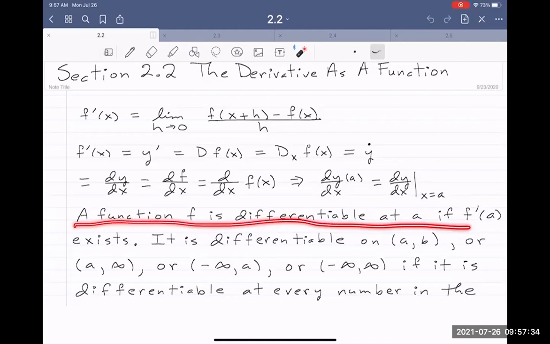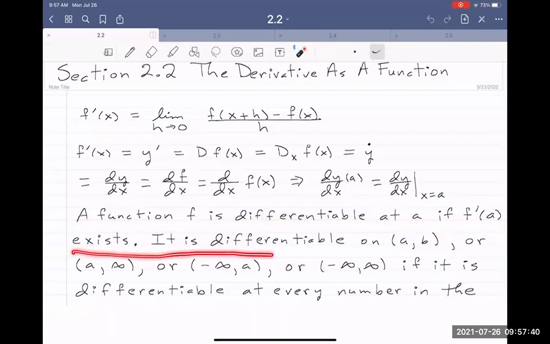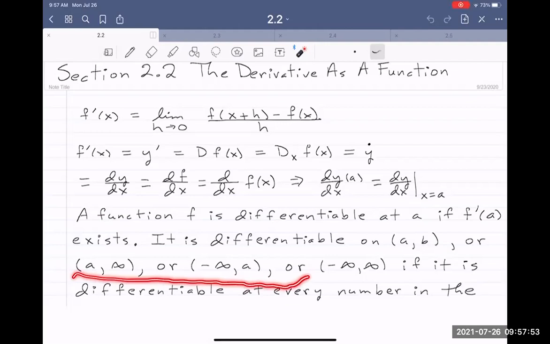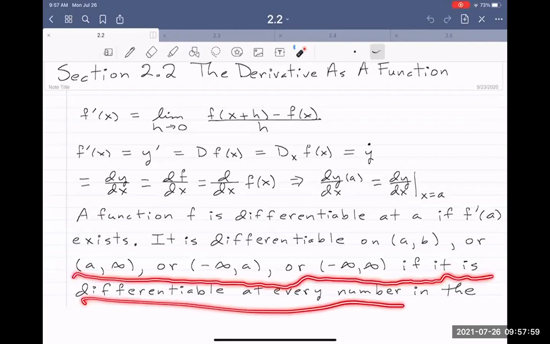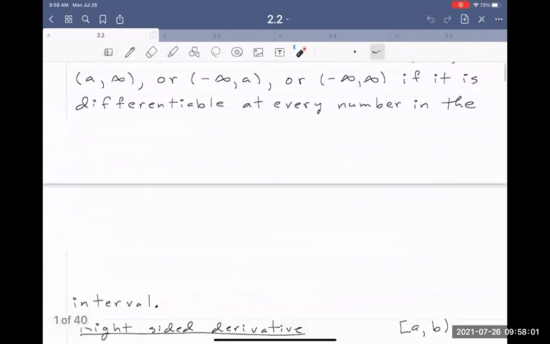A function f is differentiable at x equals a if f prime of a exists. If f is differentiable, it is differentiable on the open interval a b, or on the open interval from a to infinity, from negative infinity to a, or negative infinity to positive infinity, if it is differentiable at every number in the open interval.